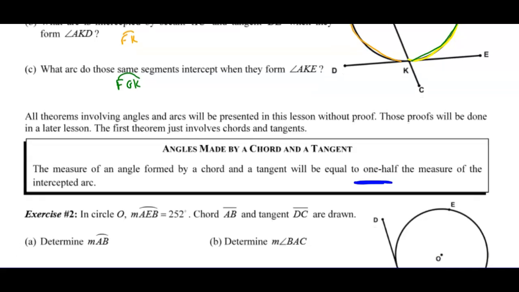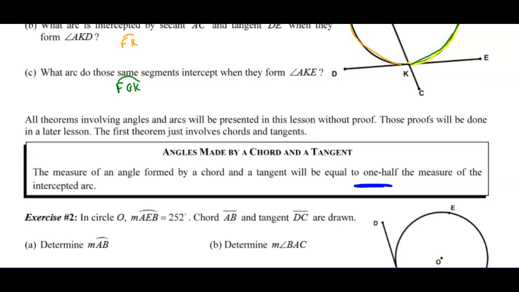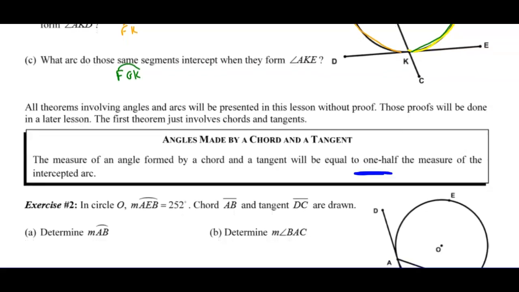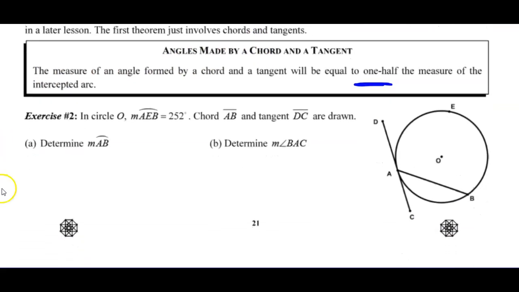All theorems involving angles and arcs will be presented in this lesson without proof. Now the proofs can be done, we'll come up with those later. We're just going to skip over them and work with the concepts for today. So for the angles made by a chord and a tangent, the measure of the angle formed by the chord and tangent will be equal to 1/2 the measure of the intercepted arc. That works just like an inscribed angle. It's an inscribed angle that has one line outside the circle instead of both inside, but it works exactly the same as an inscribed angle.